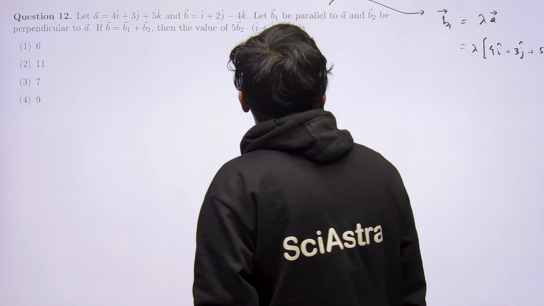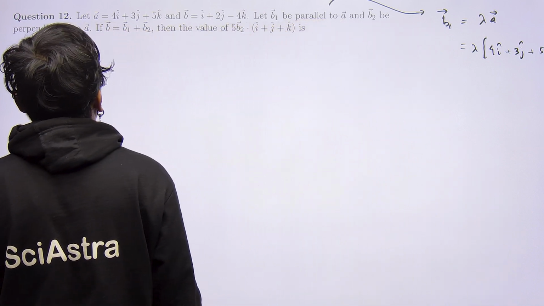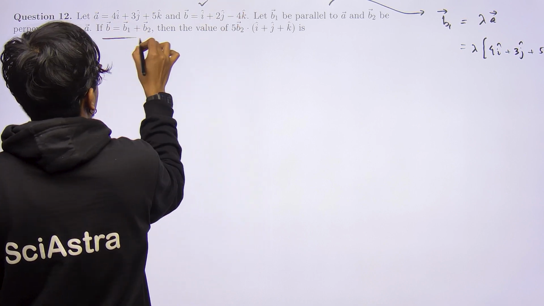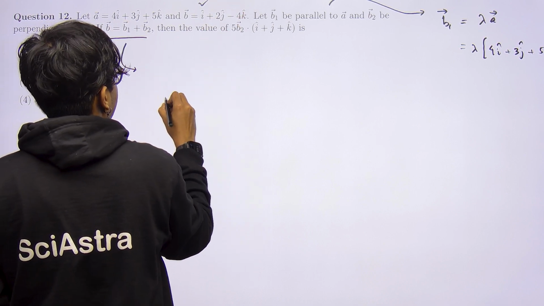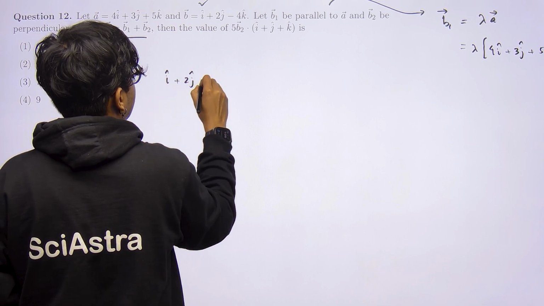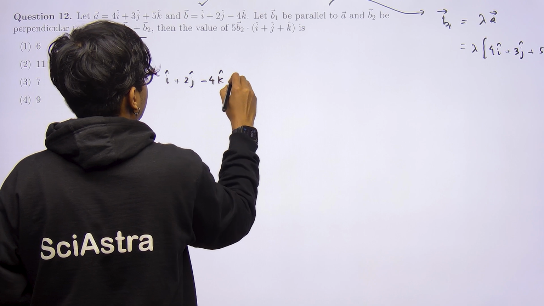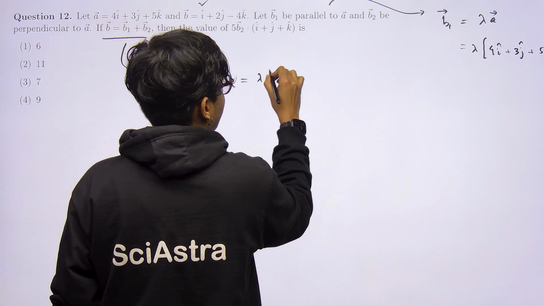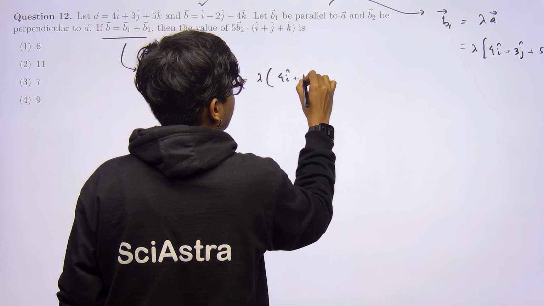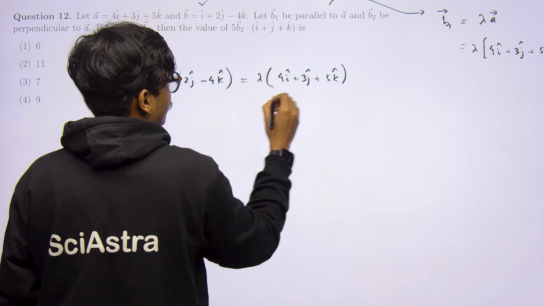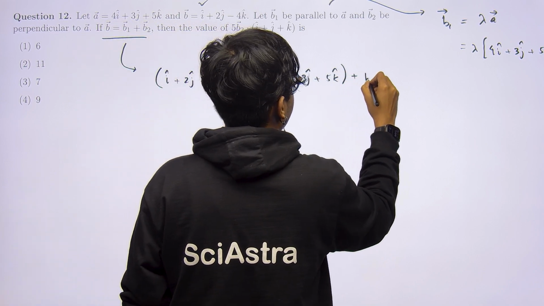Now, if you look at b, it is nothing but b1 plus b2 and b vector is given to us. So if I use this equation, I can say that i cap plus 2j cap minus 4k cap, which is my b vector, should be equal to b1, which is nothing but lambda times 4i plus 3j plus 5k cap, right? So plus your b2 vector, right?